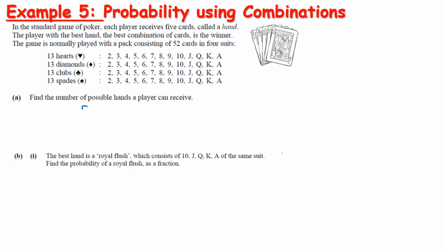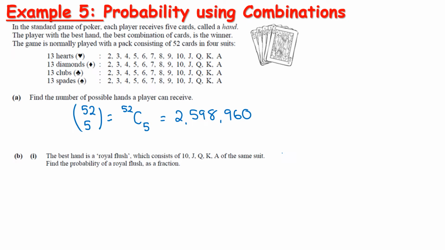Well, there are 52 cards, and we are going to choose 5 of them. How many different ways can we do that? So that is 52 choose 5. And that is 2,598,960.